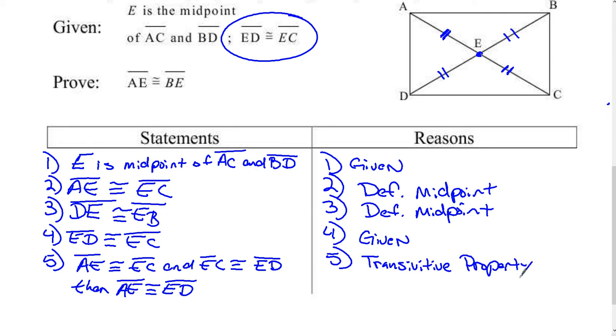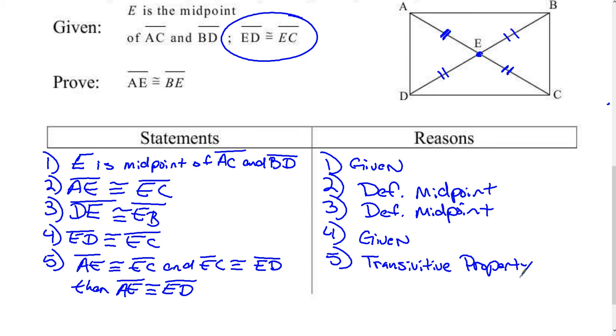So I have transitive property there. Now, I'm going to go with another statement. Because I know that AE is now congruent to ED, okay, but ED is congruent to what? EB, right? It's going to be congruent to EB. So I now have it that it's going to be congruent to EB.